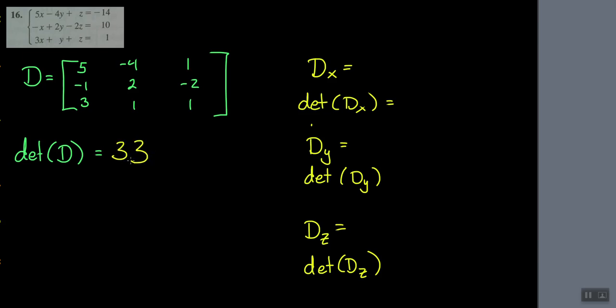As soon as we have this, I'm going to keep you guys for like 10 seconds, I want you to help me make this one. I want DZ now. This is going to be used in every calculation. To get DZ, what changes? The Z's, right? The last one. So this matrix is still 5, -4, and -1 and 2, and 3 and 1. But what am I going to replace this last one with? -14, 10, and 1. Could your calculator find the determinant of that?